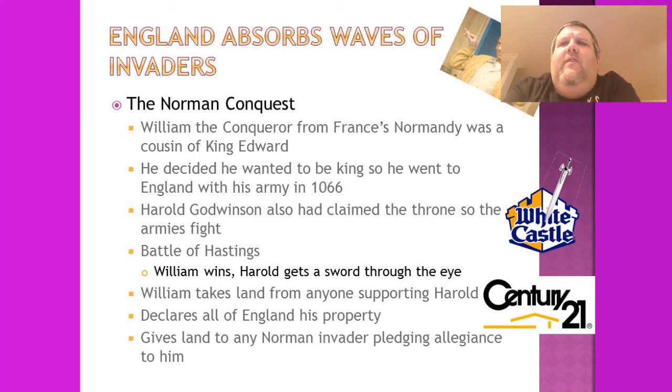So William takes over the land, and anybody who supported Harold, he takes their land away as well. And he eventually declares all of England to be his. He owns everything. He's like Century 21. He's going to be kind of the realtor and decide who gets what land. He gives any land that he wants to the Norman invaders who pledged their allegiance to him, his fighters, his people who came in.